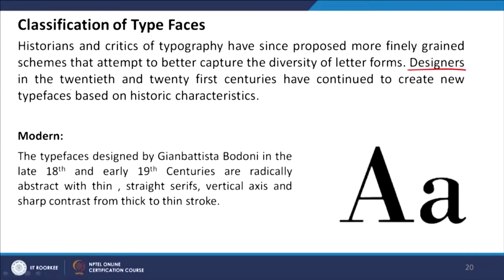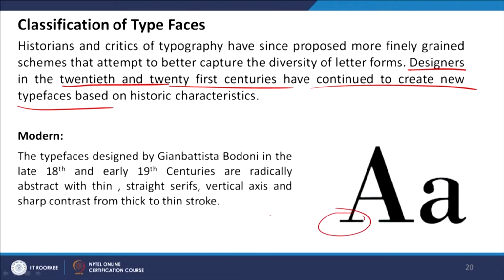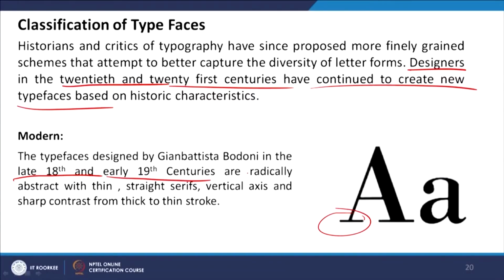Now we come to the modern time, when designers of the 20th and 21st century have continued to create new typefaces based on historic characteristics. Still they have this serif style, and later we'll go to the sans serif style, when we start going towards a more crisp modernism. So this is late 18th century and early 19th century, and it's a radically abstract, thin serif. We can see a straight line coming into this style, and there's a lot of drastic difference. The thin is really thin and the thick is really thick. So this gives a very geometric and abstract form.